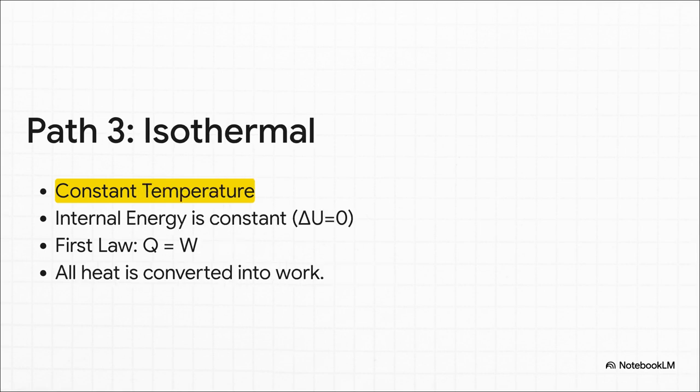So what if we could somehow keep the temperature perfectly constant? Well, that's called an isothermal process. And remember, internal energy is all about the temperature. So if the temperature doesn't change, the internal energy doesn't change either. Delta U is 0. And look what happens to the first law. Q equals W. This is amazing. It means every single joule of heat you add gets instantly turned into work done by the system, 1 for 1.